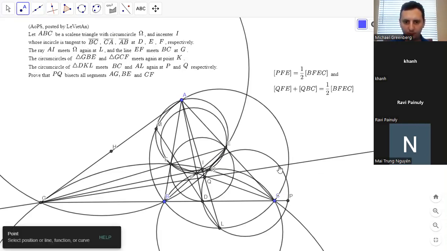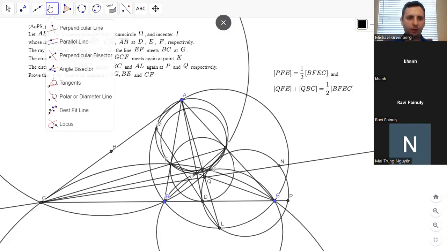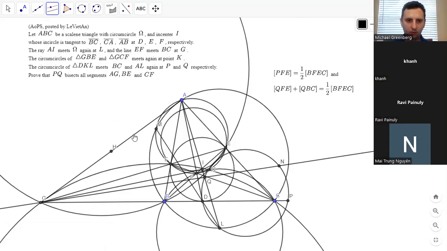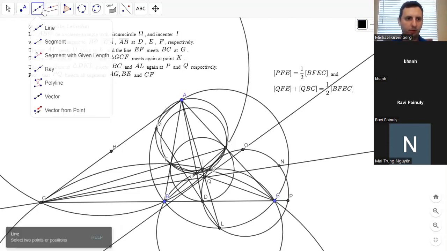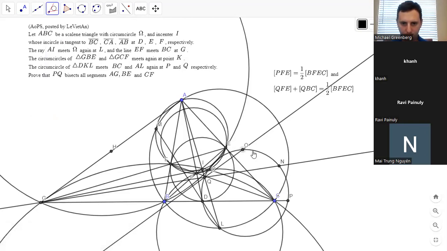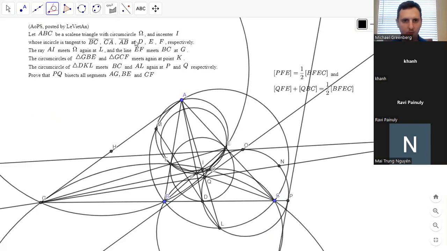So we would have P, L, N, and then let's draw the parallel to AG. We could try to show that that's harmonic, PNOL. Although that doesn't seem that easy to show. So yeah, let's just check that. Yeah, that's true. But yeah, I don't think that makes things easier, really.